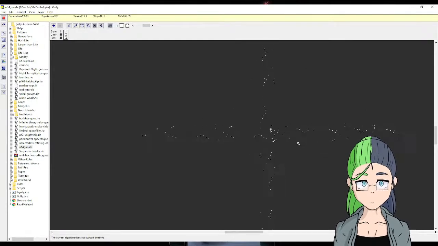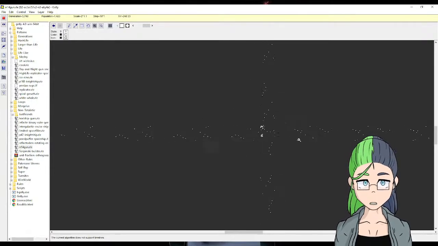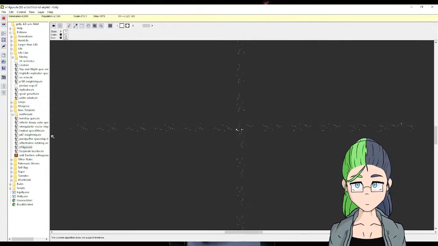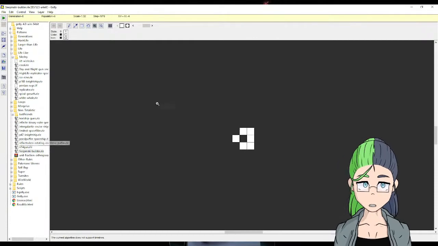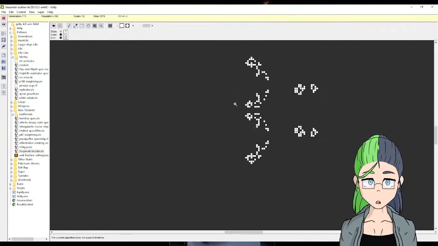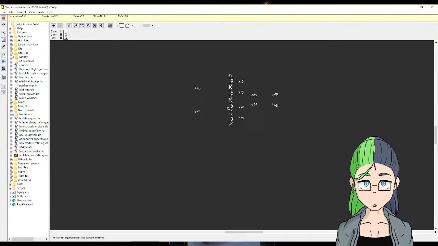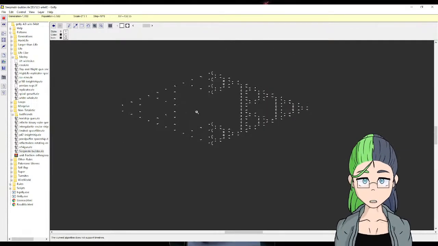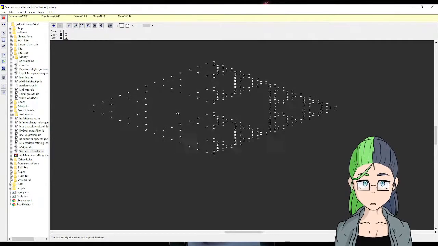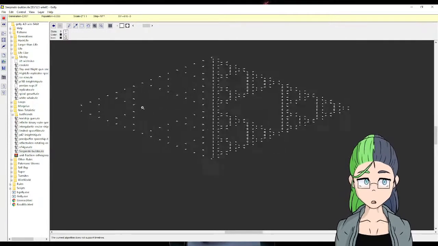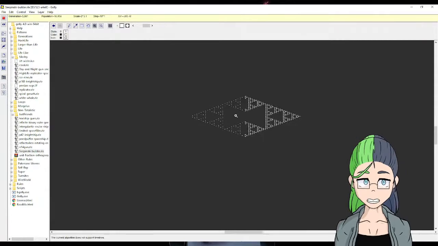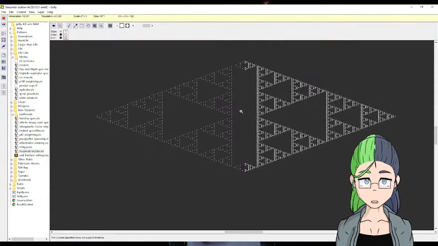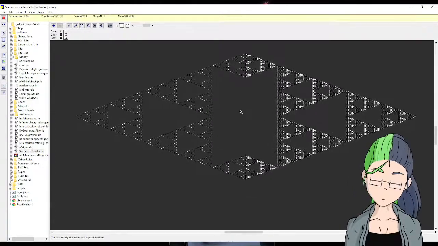Oh? It just shoots these little dudes off in all four directions. Huh. Sierpinski Builder! Yes! Build me a Sierpinski Triangle! Oh, look at that Sierpinski Triangle, baby. It's a double Sierpinski. I am very satisfied. Look at that Sierpinski Triangle. That thing is massive.